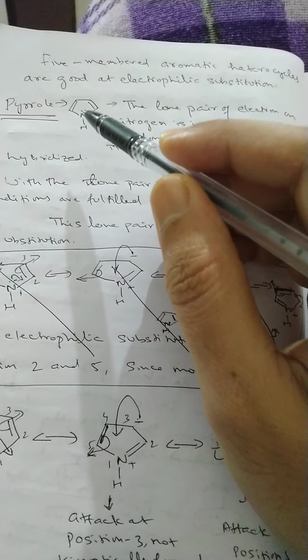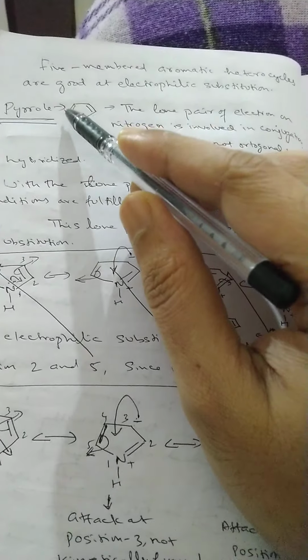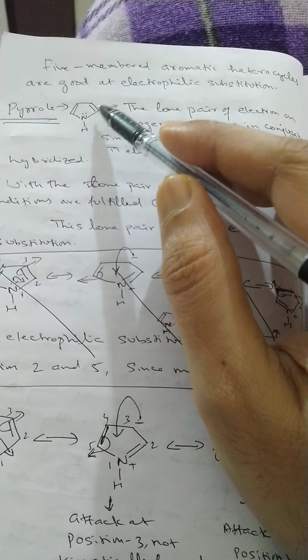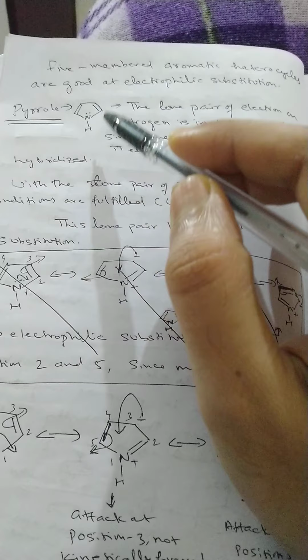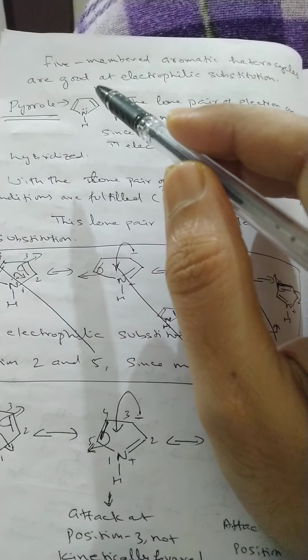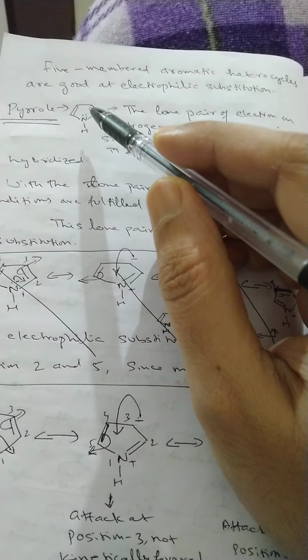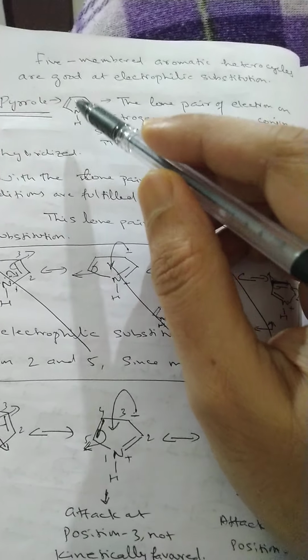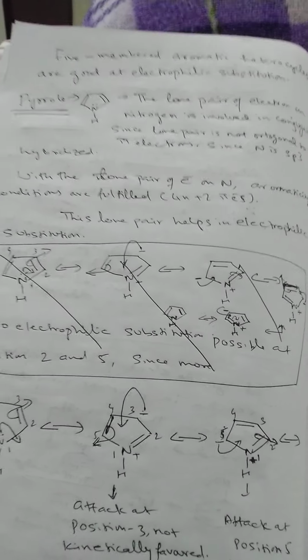It's conjugated. Conjugation means all the neighboring atoms should have a p orbital. So this is a p orbital, this is a p orbital, this is a p orbital, this is a p orbital, and all of them share the electron density. So it's conjugated, and most important, it is following Huckel's rule. It is having 4n plus 2 electrons. It is having 6 electrons: 1, 2, 3, 4, 5, 6. So it is aromatic.